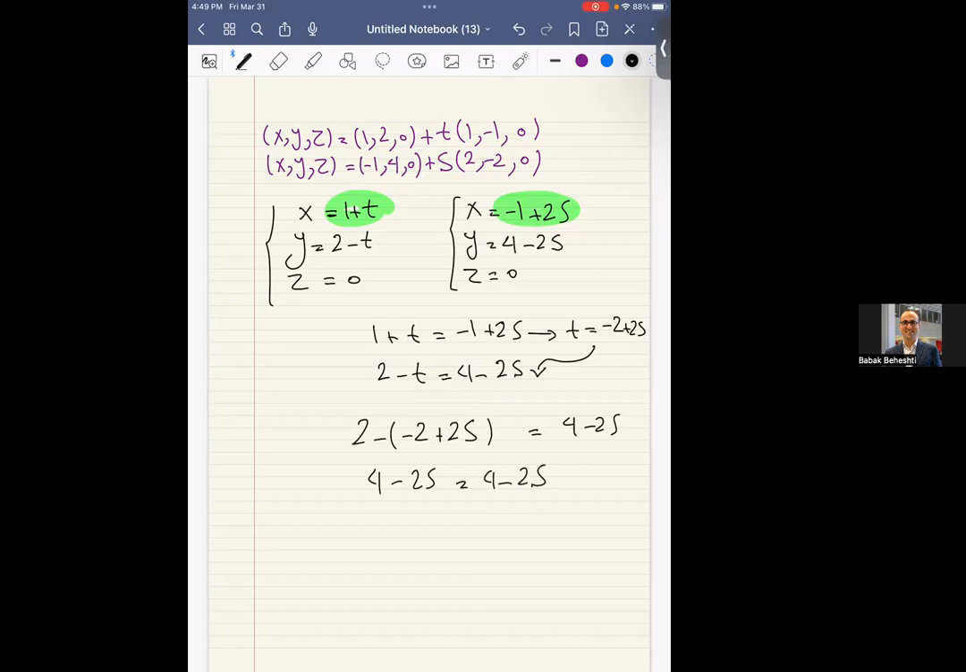And you see from here, there are infinitely many solutions, because any s satisfies this equation. If s is any real number, it satisfies this equation. So that means there are infinitely many solutions to the intersection of the two lines. That means the two lines must be identical. So, identical lines.